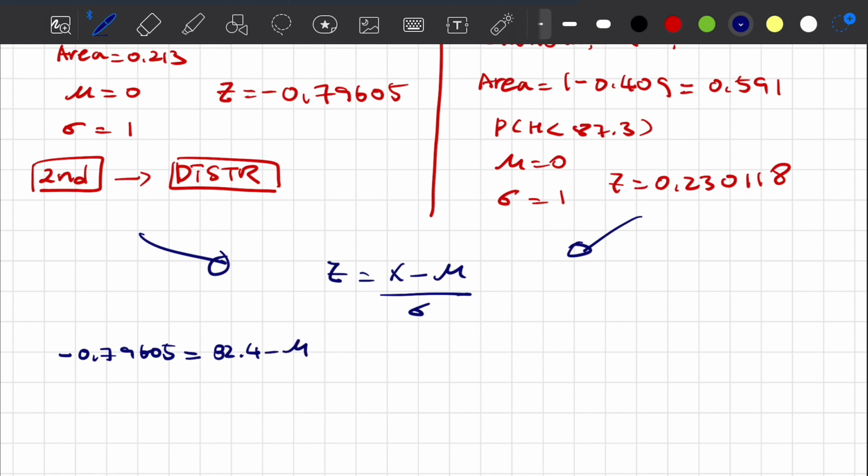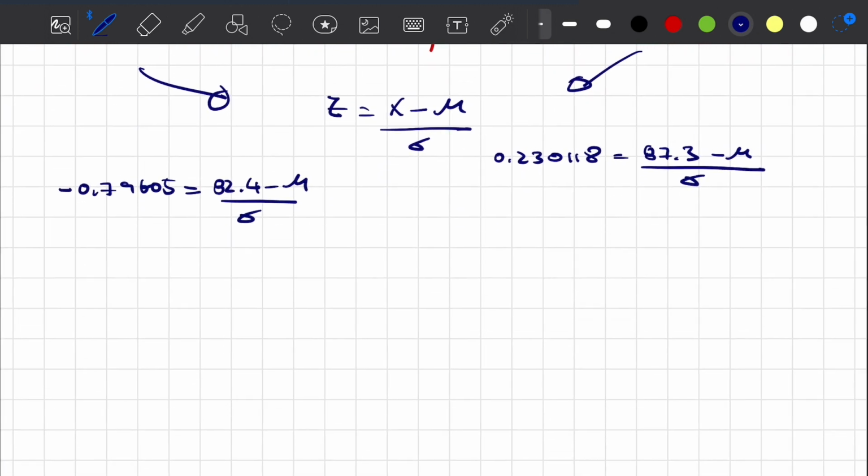82.4 minus mean divided by standard deviation, and your second equation is 0.23018 equals your x value 87.3 minus mean divided by standard deviation. Okay, then you can rearrange this equation as minus 0.79605 standard deviation equals 82.4 minus mean.